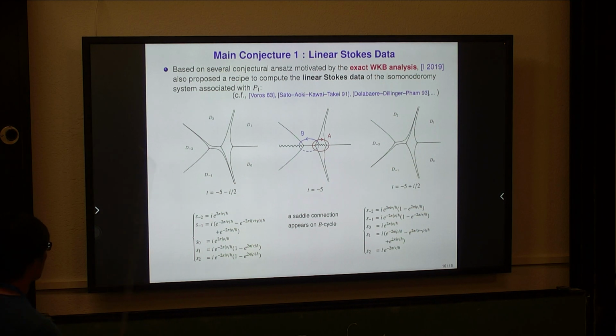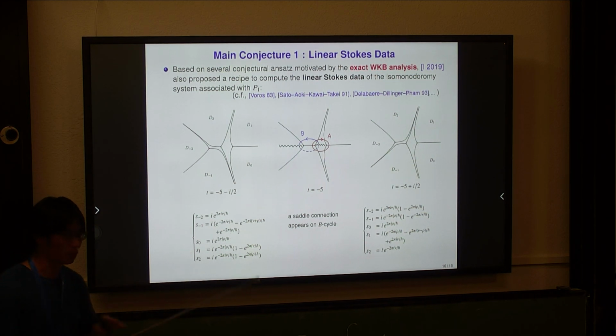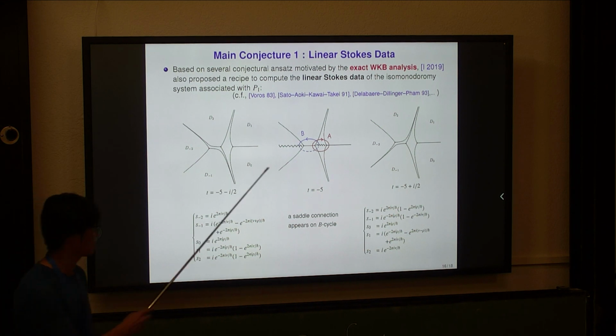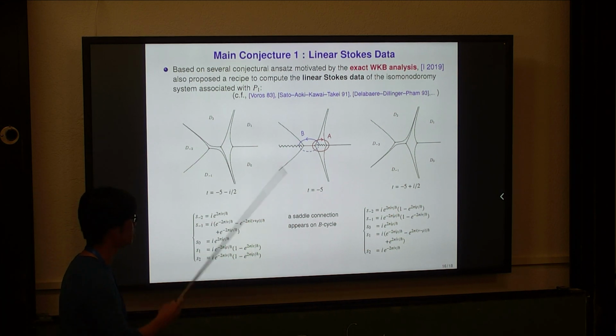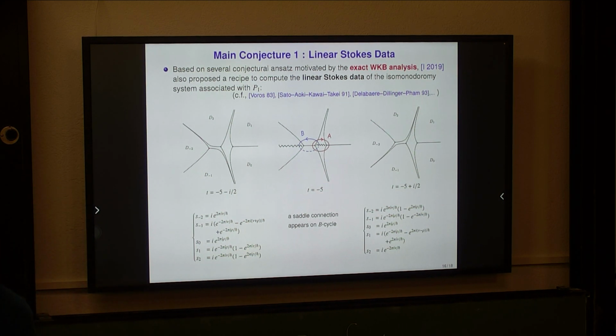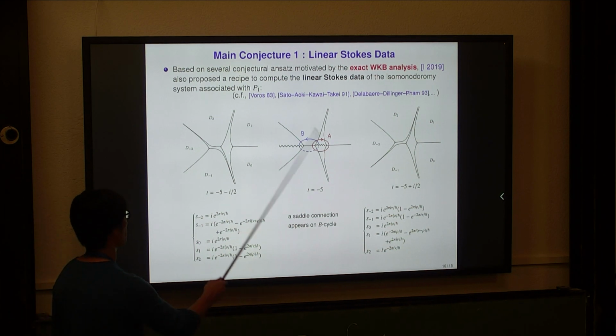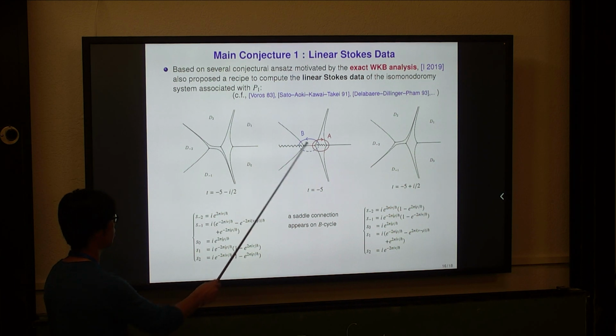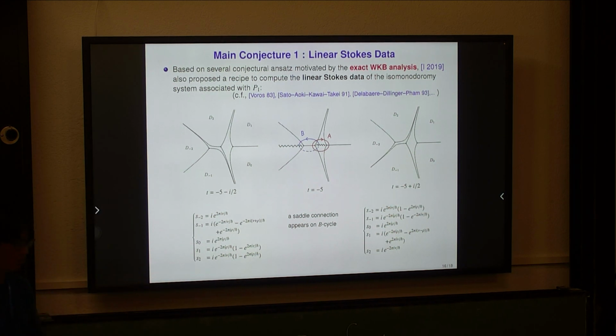But this computation is available when the Stokes graph is saddle-free. If a saddle connection appears, as in the middle figure, we cannot expect the Borel summability of the WKB solution because, as we have seen in the first part, such a saddle connection is related to some Borel singularities. But if we perturb the parameter by adding some imaginary part, then this saddle connection is resolved and we obtain a saddle-free Stokes graph, and we apply the WKB computation of the Stokes data before and after this degeneration.